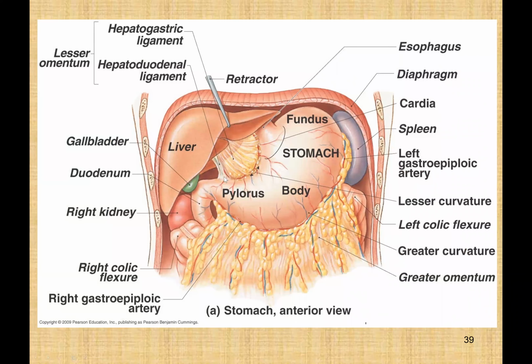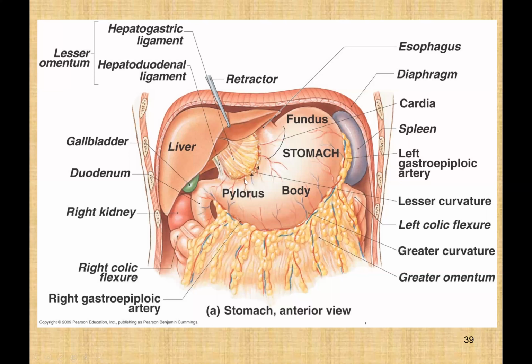So this is just to show a pictorial section of the abdominopelvic cavity showing the greater omental bursa. You can see the stomach, the fundus region, the cardiac region, the body, and the pylorus with the lesser omentum. This particular lesser omentum part connects to the liver by what we call the hepatogastric ligament.